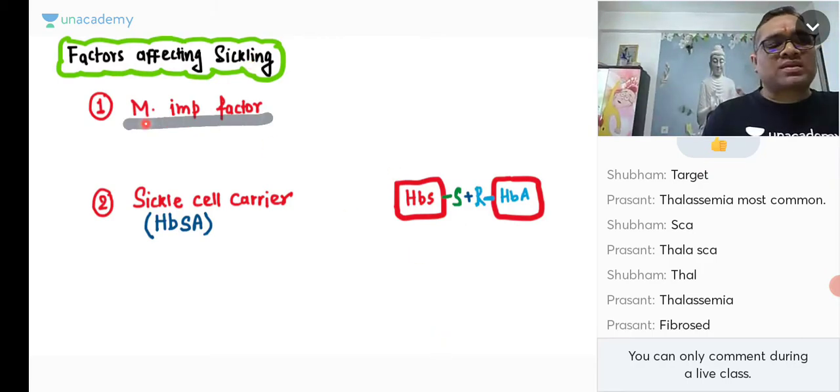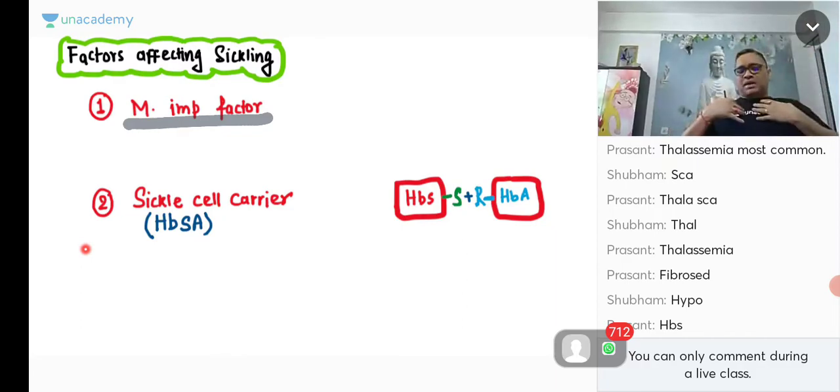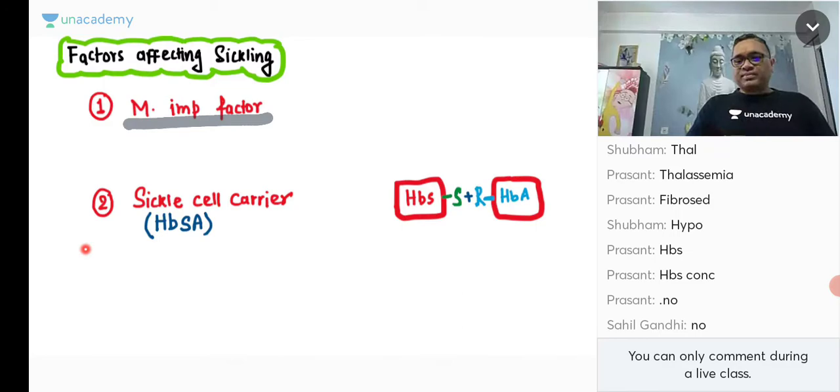Now we will see what is the most important factor for sickling. Hypoxia or HbS concentration? See, even if I'm feeling hypoxic, will I get the sickling? Yes or no? I will not get sickling. Why? Because I do not have HbS. Understood? So what is the most important factor?